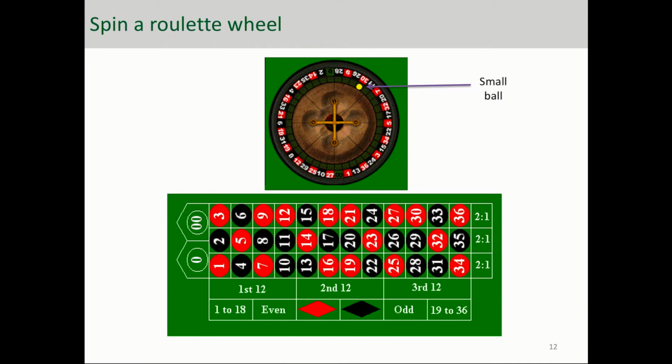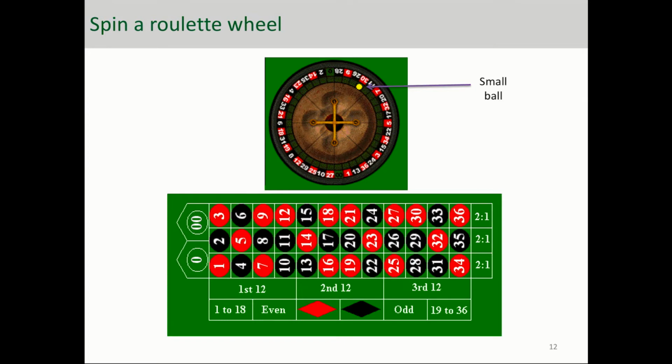Hello everyone. In this video we're going to talk about events and the relationship between events in random experiments. So we talked about random experiments and sample space, and we're going to take this example that you can see here, and this is spinning a roulette wheel.